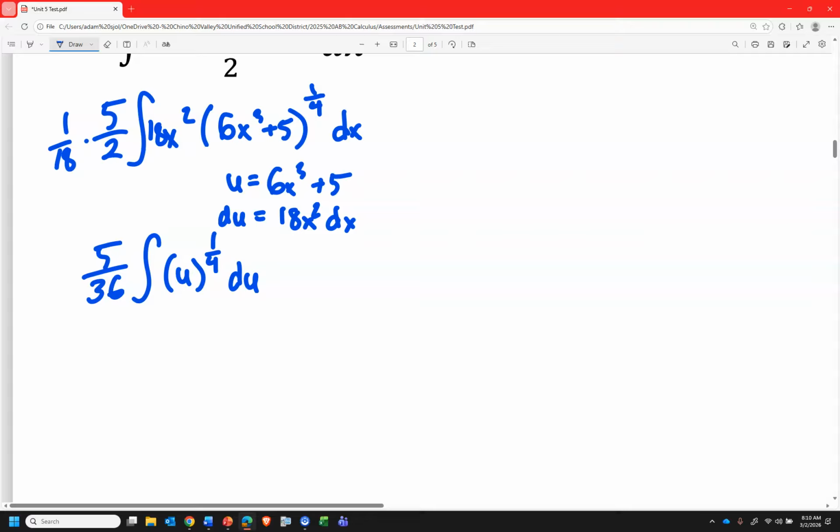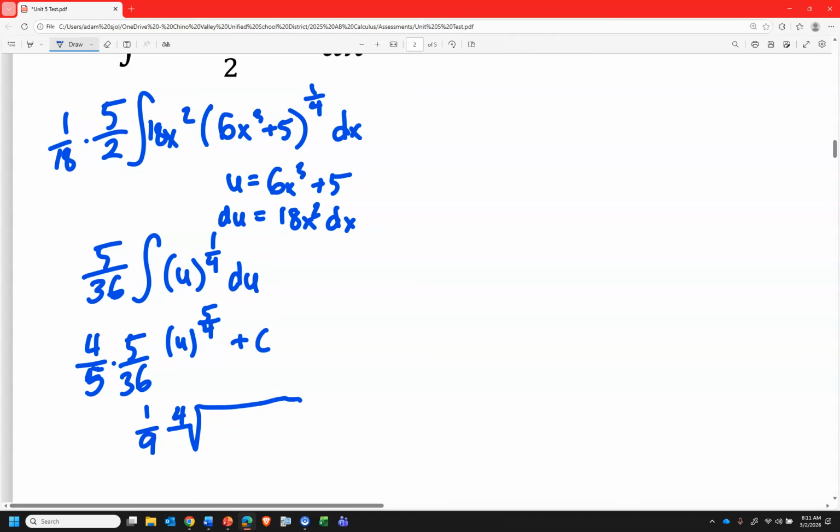Okay. I think plenty of people missed this because they did not get the new exponent 5/4 correct. And because of that, we're going to multiply by 4/5, the reciprocal. Okay, so that's 1/9. And we want to make it look pretty, so we will do the 4th root of 6x cubed plus 5, all raised to the 5th power, plus c. I think that looks pretty.